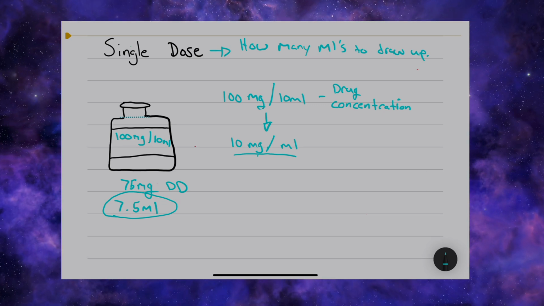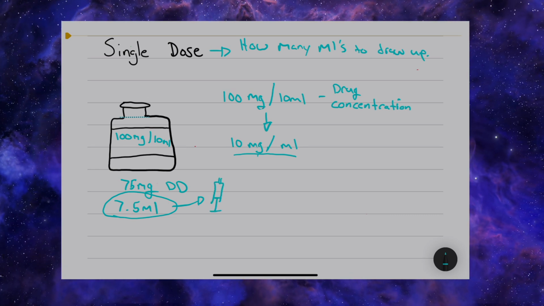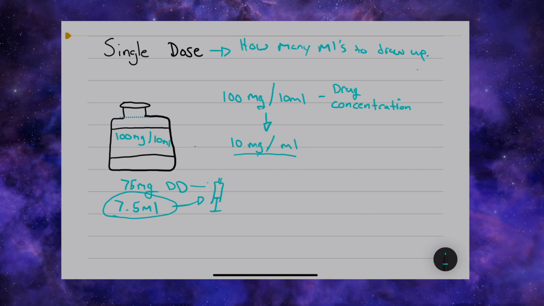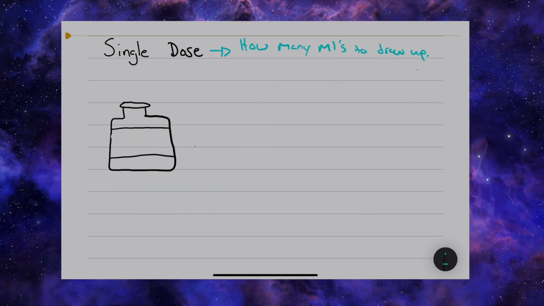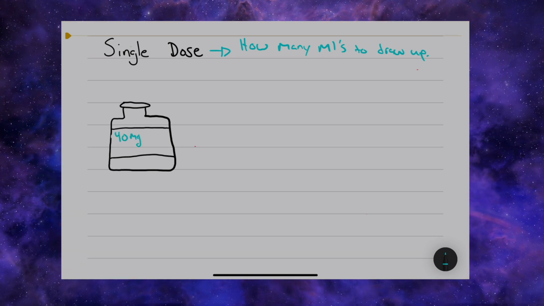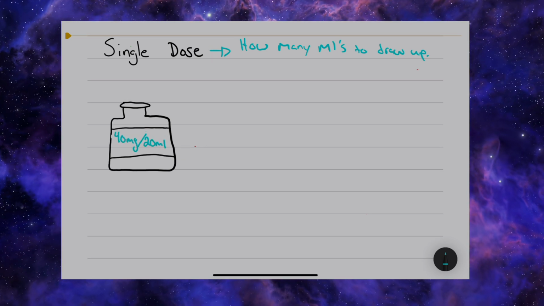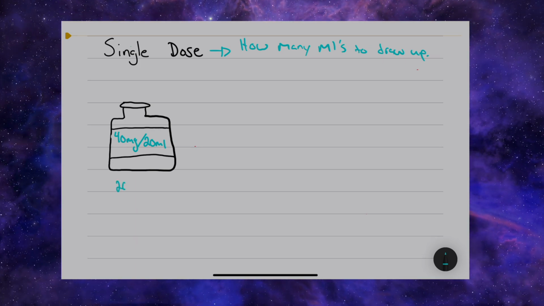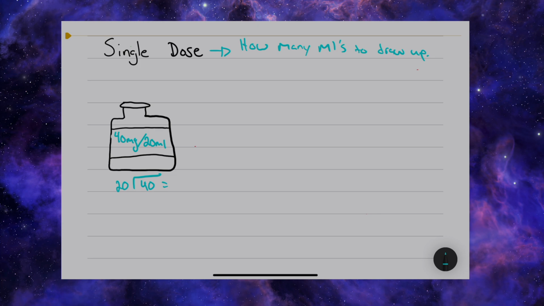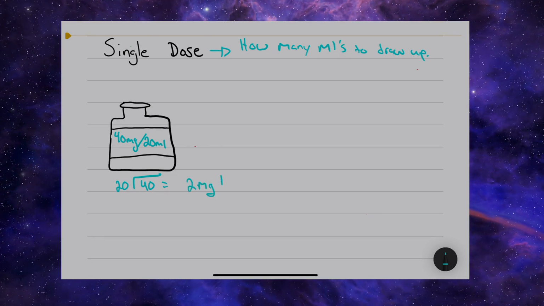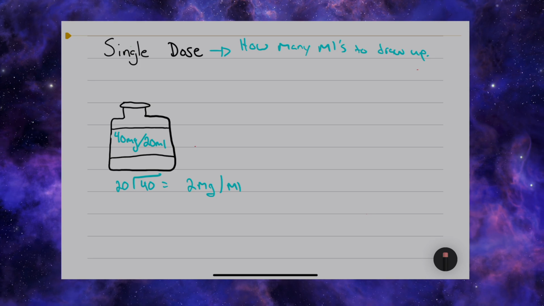So when I draw this 7.5 milliliters up into a syringe of medication, inside that syringe is 75 milligrams in 7.5 milliliters of fluid. And so let's change the medicine and say this medicine is 40 milligrams in 20 milliliters. Okay. Well, like I said, first step is to convert that down, figure out how much drug is in 1 milliliter. So the 20 is going to come out, 40 will go in, and that is going to give me a drug concentration of 2 milligrams per 1 milliliter. Perfect. So I have my drug concentration. I can really start in this problem now.